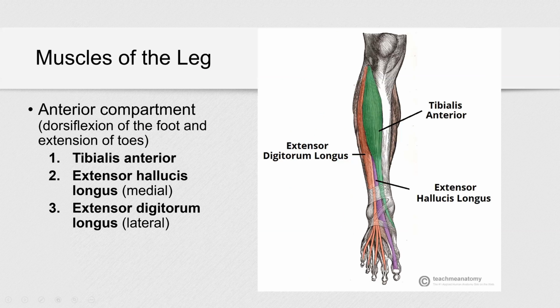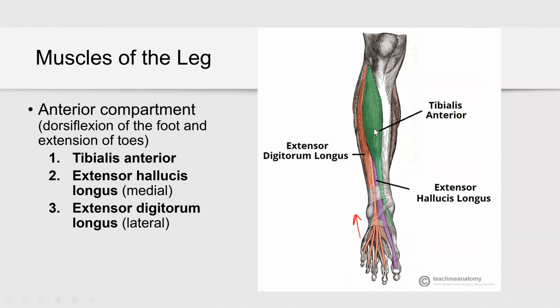Now, muscles of the leg. Remember, we divided the thigh into anterior, posterior, and medial compartments. A leg is divided into anterior, posterior, and lateral compartments. We're looking at the anterior compartment, where the main job of these muscles is dorsiflexion of the foot and extension of toes. So the foot and toes go in this direction. We call it dorsiflexion, and we extend toes.